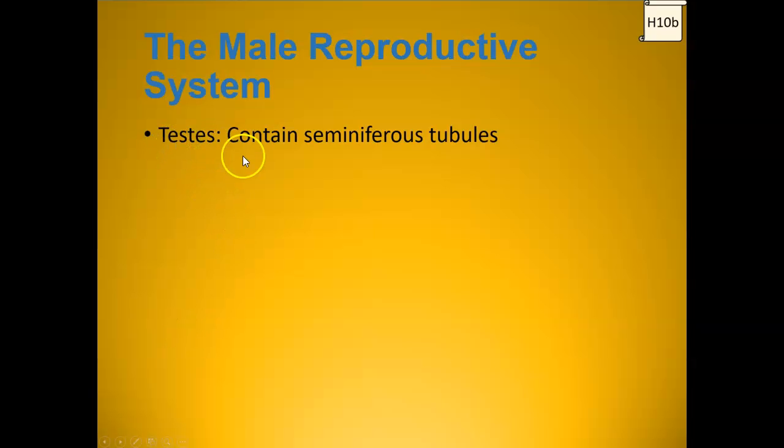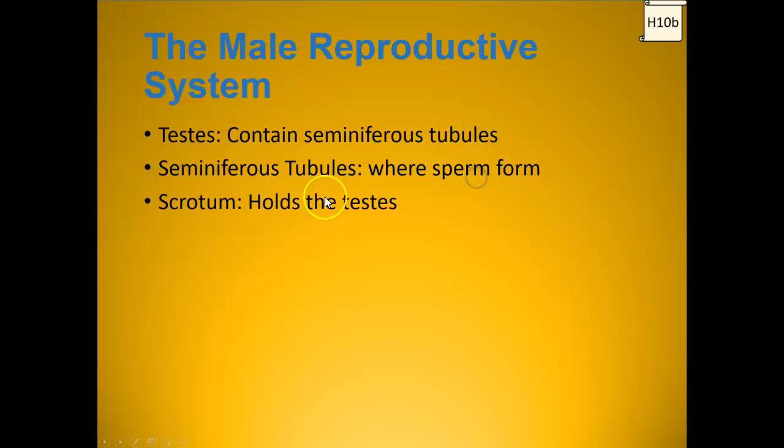So the testes, those are our gonads. They contain something called seminiferous tubules, and those are where sperm form. In addition, the testes are held in the scrotum, so they're held out away from the body. I'm not exactly sure why, but sperm formation happens better at a slightly lower than normal body temperature. So the scrotum is designed to keep the testes away from the body, so it doesn't get too hot. The epididymis is a structure located right along the side of the testes, and that's where sperm mature.